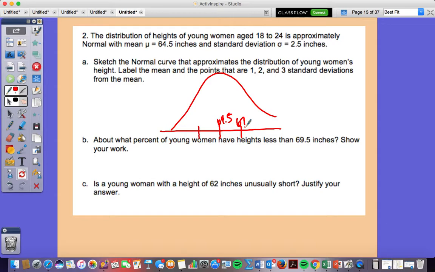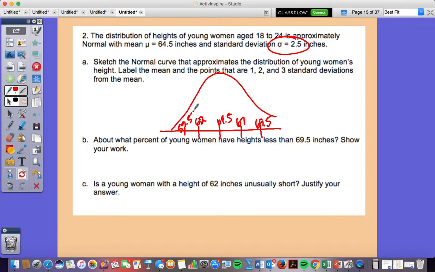When I go to the left side, though, I do what? Subtract the 2.5, because that's one standard deviation to the left of my mean, right? Because that's what was given to you. So when I subtract that, I get 62. When I go to 2 standard deviations, which produces 95%, add 2.5 to 67, we get 69.5, and then subtract, we get 59.5 here, okay?